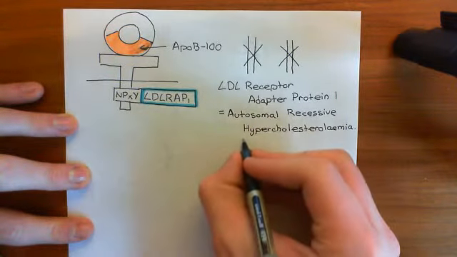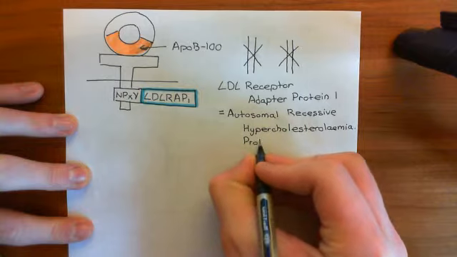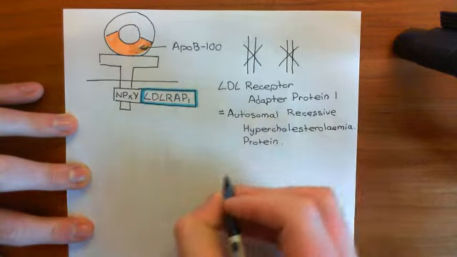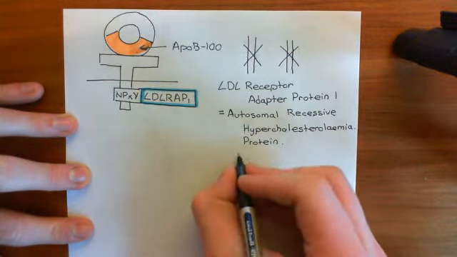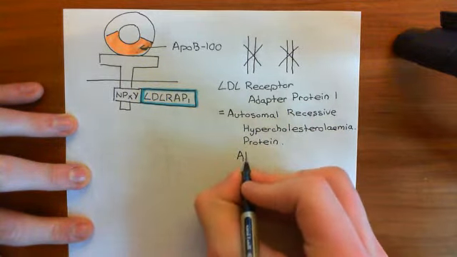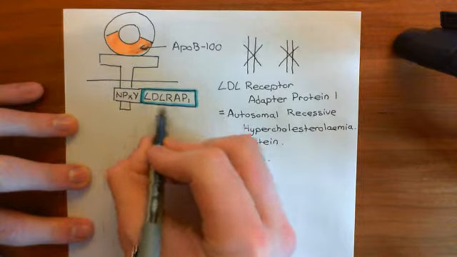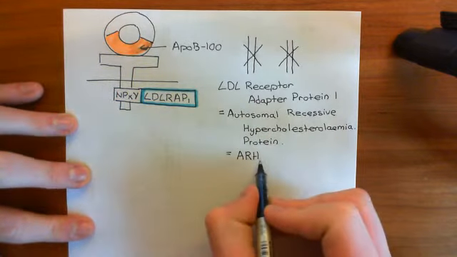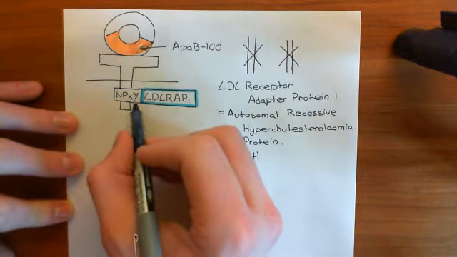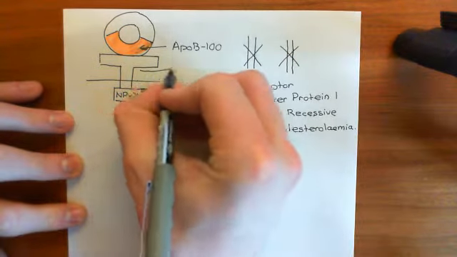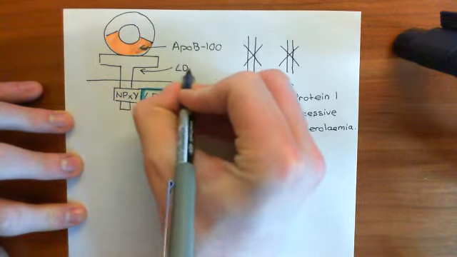Now, this protein was therefore found to be involved in this disease called autosomal recessive hypercholesterolemia, and was therefore named the autosomal recessive hypercholesterolemia protein, or for short it's often abbreviated to ARH. So you might see people calling this LDL receptor adapter protein 1 instead of ARH. Okay, right, so the LDL receptor adapter protein 1, or the ARH, binds to the NPXY endocytic motif on our LDL receptor. Okay, I'll just label up our LDL receptor here.